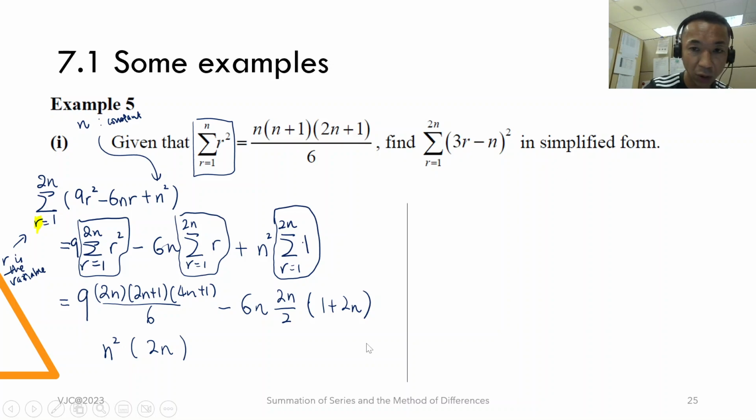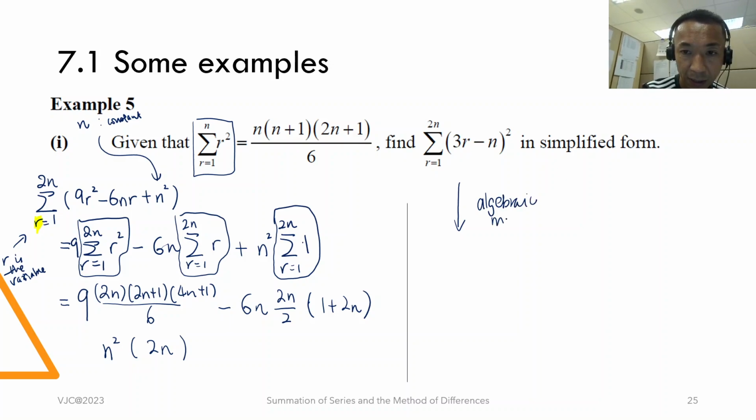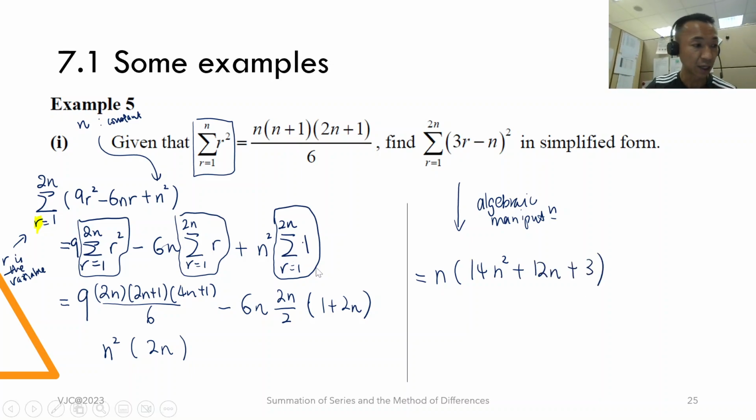So from this point onwards, it's all algebraic manipulation. Okay? Just combine, combine, combine. I leave it to you to read on your own because it's all printed in the notes. Eventually, we will get this: n times 14n squared plus 12n plus 3. This is the most important step already. From here onwards, it's all algebraic manipulation to get to this last point.